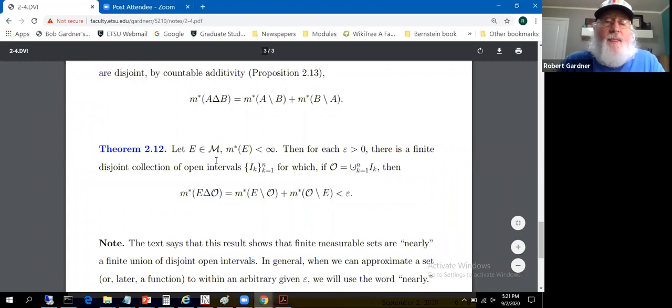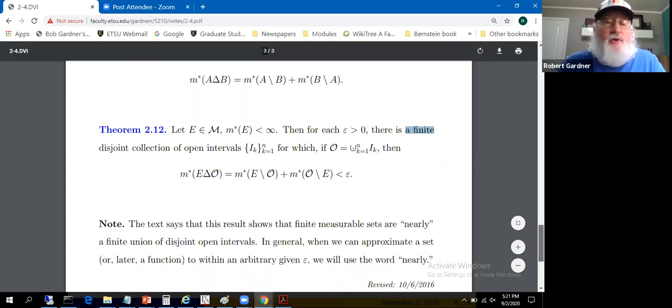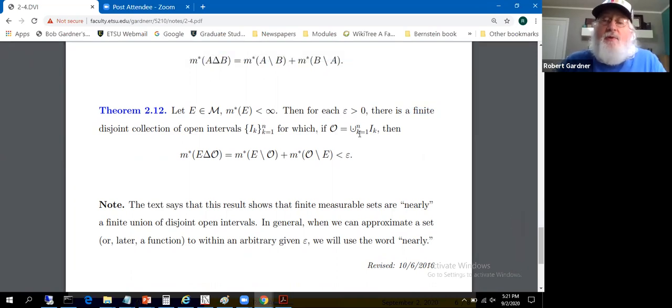Suppose, Theorem 212, E is measurable and of finite outer measure. Then for every epsilon greater than 0, there is, here's the surprise word, a finite disjoint collection of open intervals I sub k, k equals 1 to n this time, for which, if we define O to be the union of those finite number of intervals, then the outer measure of the symmetric difference of measurable set E and set O, that is the outer measure of E set minus O plus the outer measure of O set minus E, can be made small.